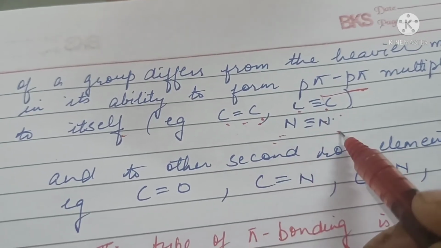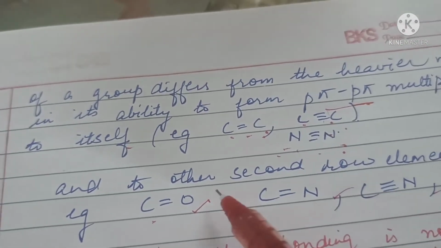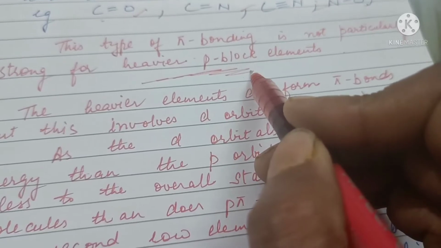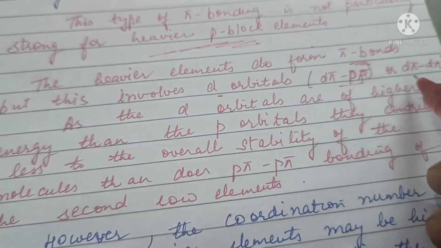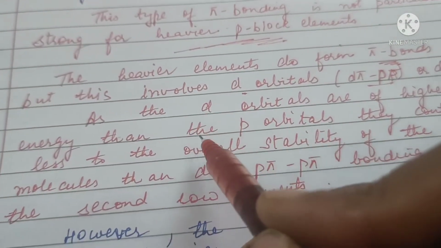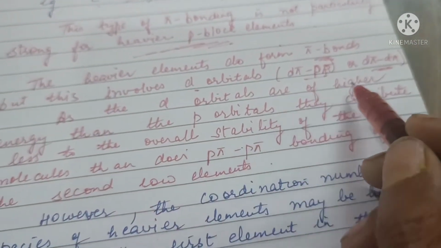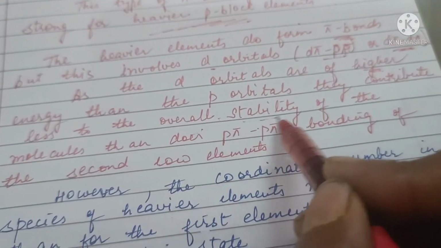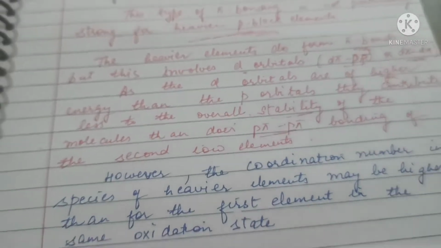Similarly, nitrogen can form multiple bonds with nitrogen. Carbon can also form multiple bonds with oxygen, nitrogen, and other members of the second period. This type of pi bonding is not particularly strong for heavier p-block elements. There, the pi bonds formed are either p-pi d-pi or d-pi d-pi, which are not as stable. Because the d orbital energy is higher, they contribute less to the overall stability of the molecule than does the p-pi bonding in these smaller, second row elements.